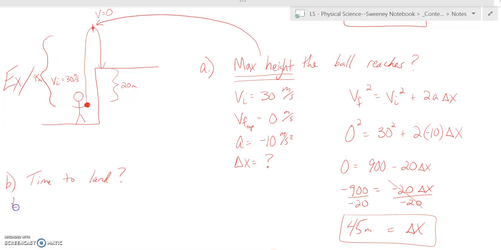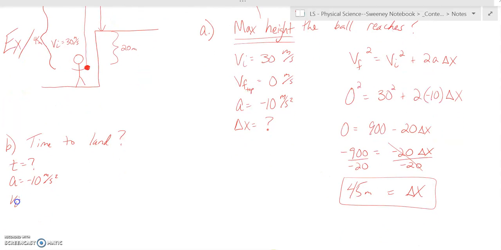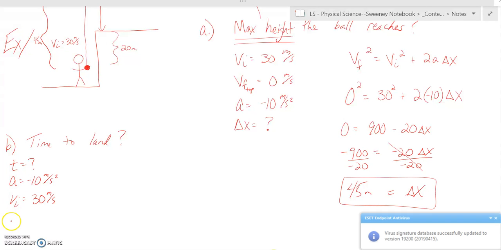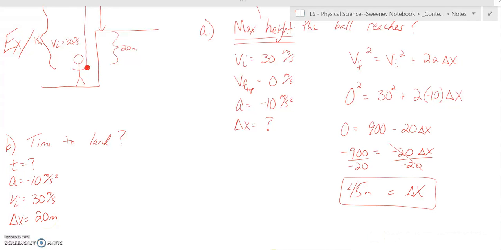So we're looking for time. We know the acceleration in the air is -10. We know the initial velocity is 30. And we know by the time it lands, its displacement is 20 meters above where it started. So I'm going to use a positive 20, whereas in the previous example, the ball landed below where it started, so we had a negative displacement. Here we have a positive displacement.